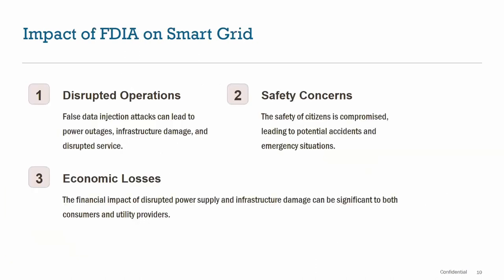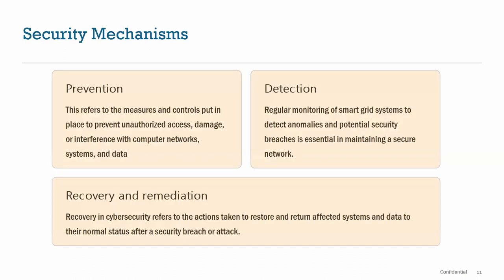What could be the impacts of FDIA on the smart grid? Financial loss, because wrong information and wrong decisions could lead to tripping, line outages, topology change, financial loss, blackout, brownout, and also, since it is a question of critical infrastructure, safety concerns. What are the security mechanisms that could be used in the smart grid, not only to defend against FDIA, but all types of cyber attacks that happen in the smart grid?